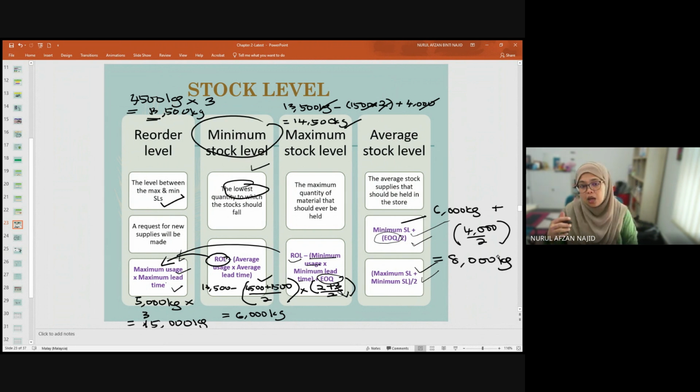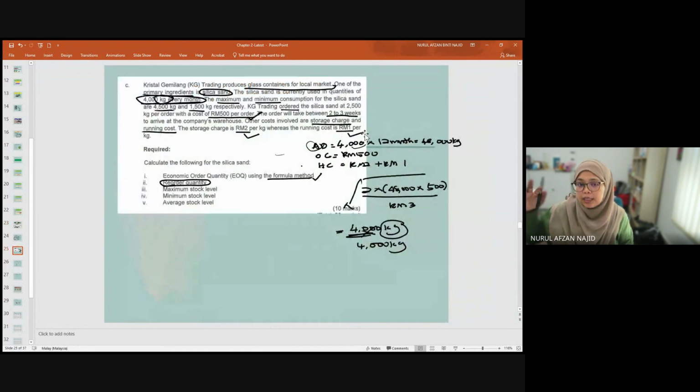8,000 kg. So, this is how you calculate the stock level. Show clearly the calculation. Okay, clearly show the calculation. Same goes to the EOQ. You tunjukkan jalan kira elok-elok, cantik-cantik, dalam formula method.